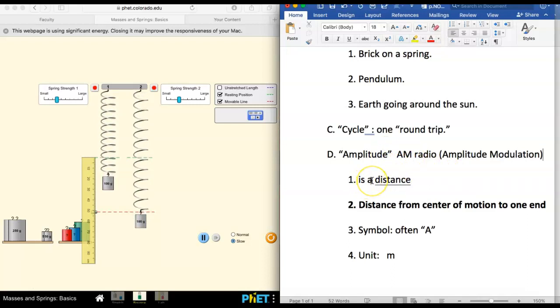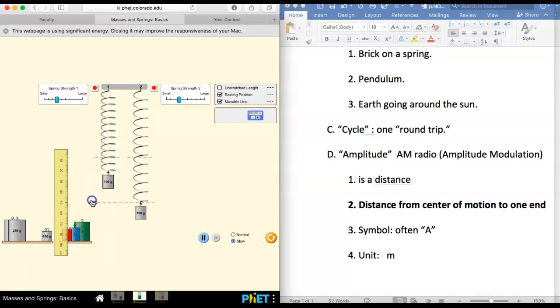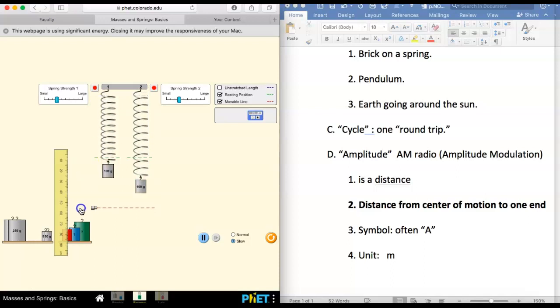Amplitude is a distance. Okay? And scientists could have decided to define amplitude as being from the bottom of the motion to the top of the motion, but they didn't. They decided it was more useful, it turns out to be more useful, to define it from the middle or center of the motion to one end of the motion. There's no universal symbol for amplitude that's always used, but the most common one is a capital A. So that's what I will generally use. Capital A for amplitude. And since it's a distance, the standard unit has to be a what? Has to be meter.